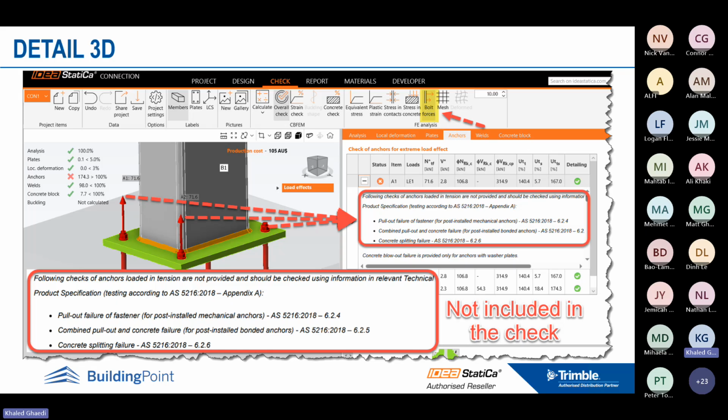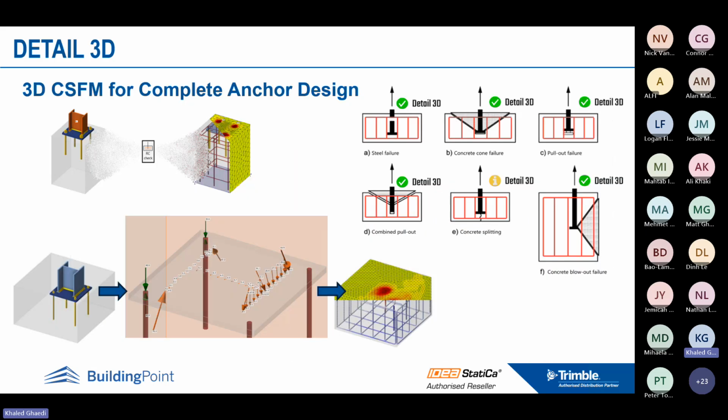I believe that, again, those who are familiar with the connection application, once you want to design the base plate, you will usually get this kind of information from the connection application, and some of the checks for the anchors cannot be done sometimes. So here I just summarized for you, for example, pull-out failure, fastener combined pull-out and concrete failure for post-installed bond anchors, and also concrete splitting failure. So these kinds of checks are not included in the check for connection application. So the reason to use detailed 3D is that you can send the information or the forces that you get from the connection application for the anchors to detailed 3D.